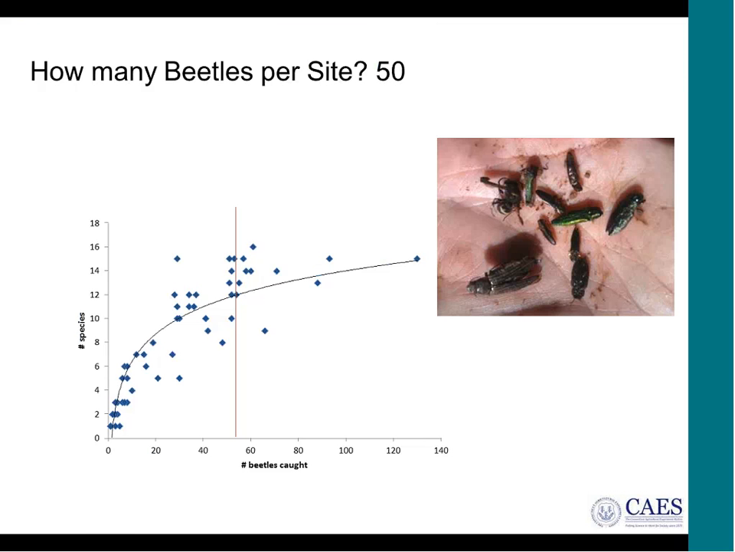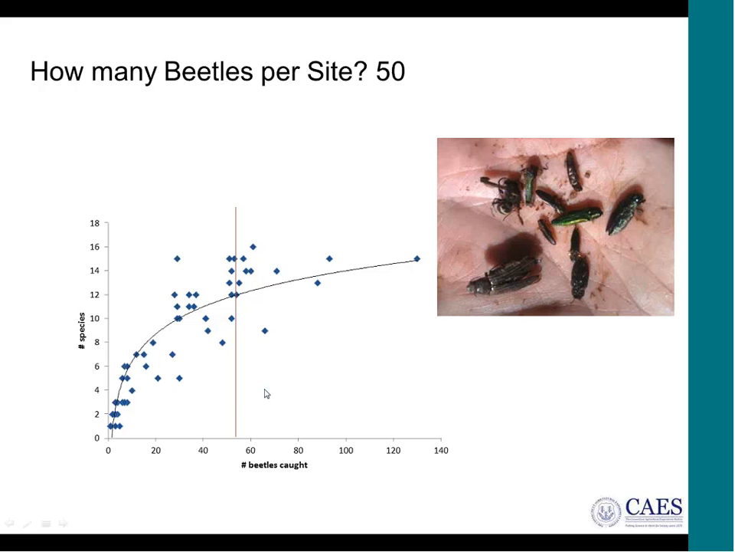So when we're doing these sites, the question is, well, how many beetles do we need to catch per site to have a reasonable assumption that there's not emerald ash borers around or any of the other target insects that we're looking for? And you have a compromise between the amount of time you can spend at a site and the number of species that you can get.